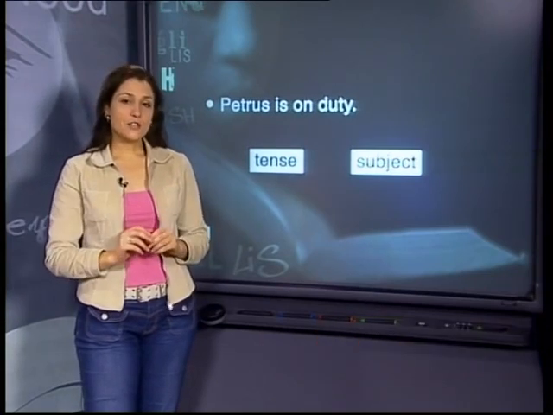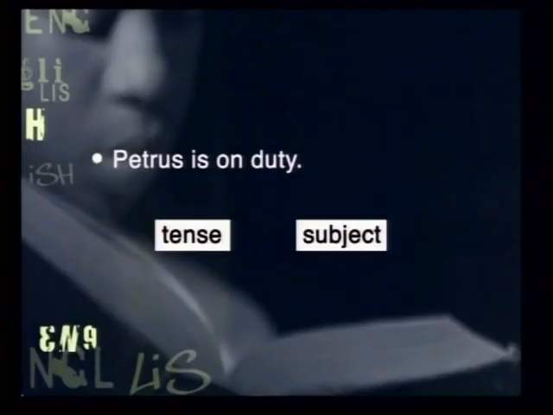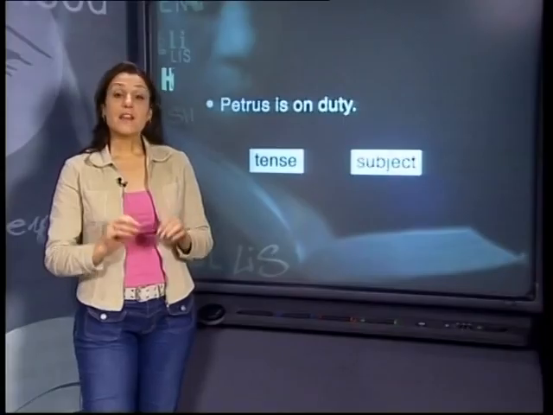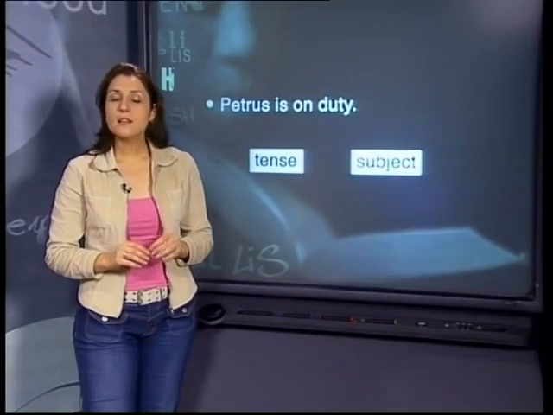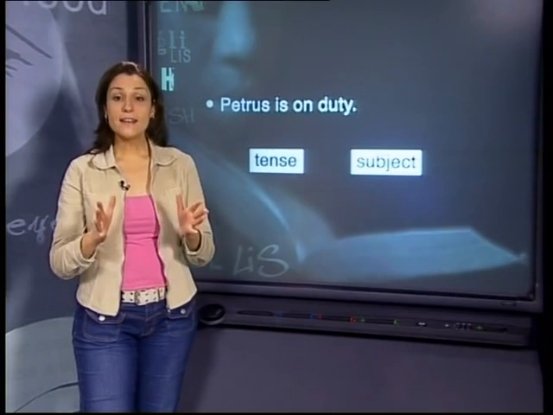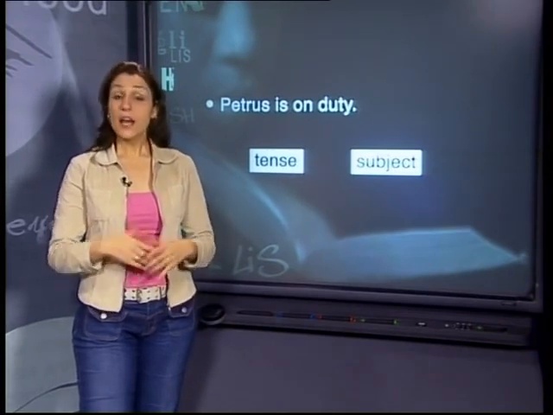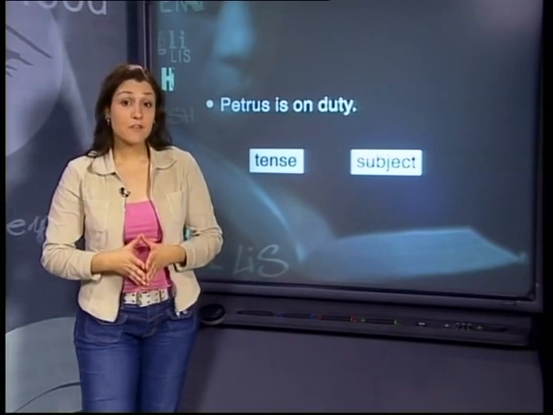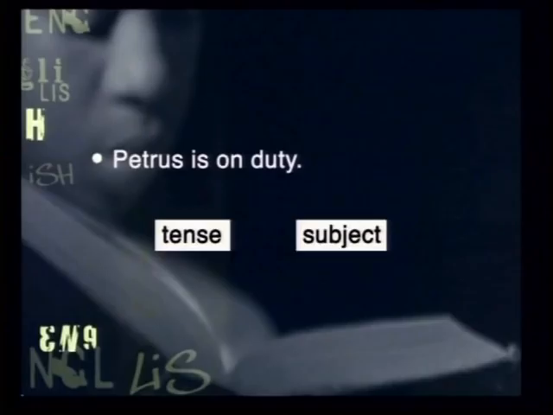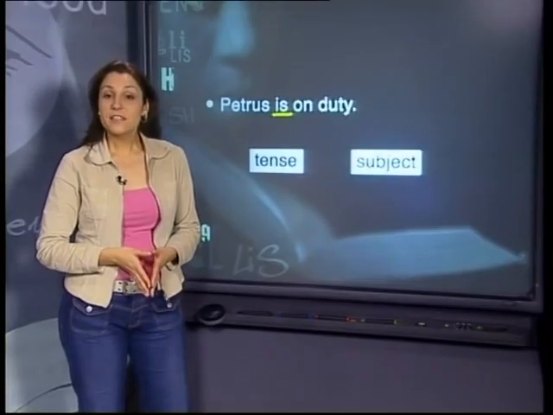Beatrice is on duty. What is the verb? There is a word that tells us about tense. When is Beatrice on duty? Right now. Which word tells us we can find her on duty now? The word is. So, is is a verb. It has tense, present tense. Does it have a subject?